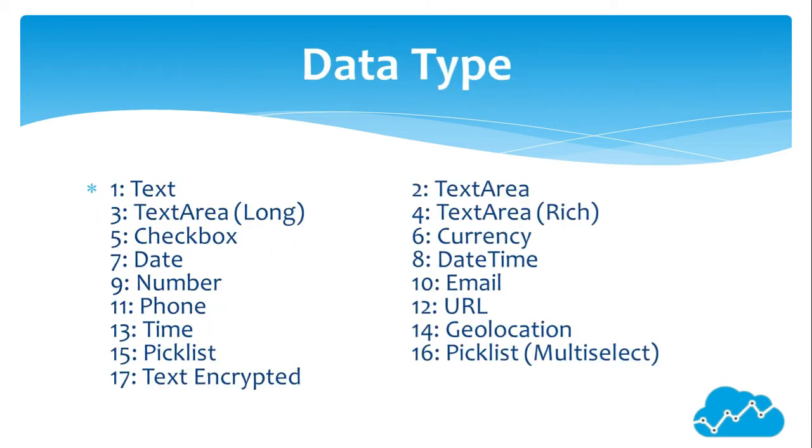Data type. There are different types of data type: text, text area, text area long, text area rich, checkbox, currency, date, date time, number, email, phone, URL, time, geolocation, picklist, multi-select picklist, text encrypted.